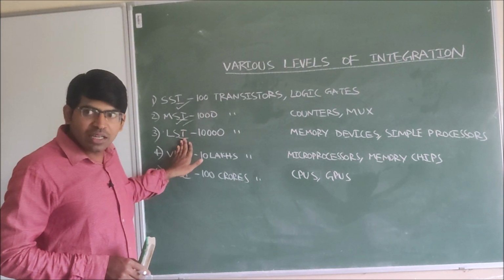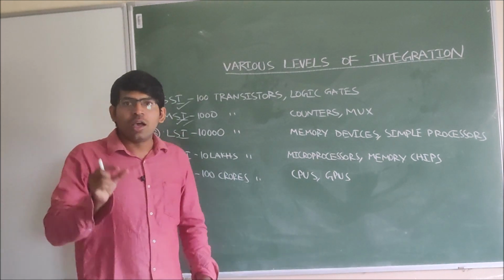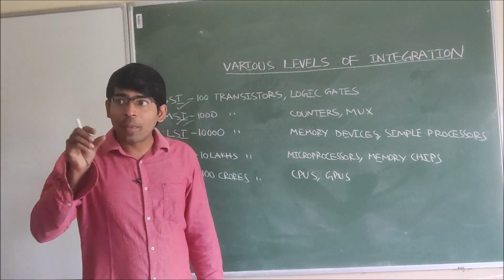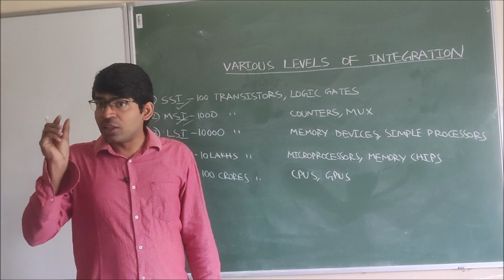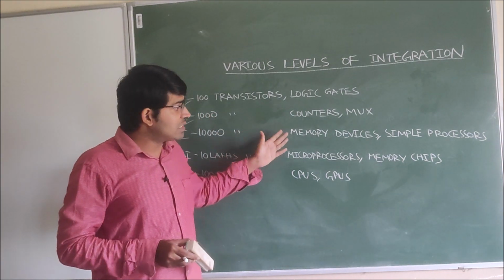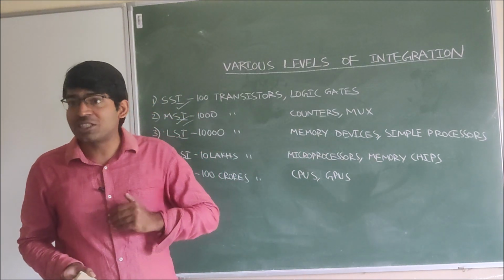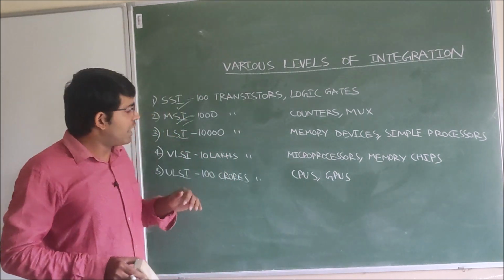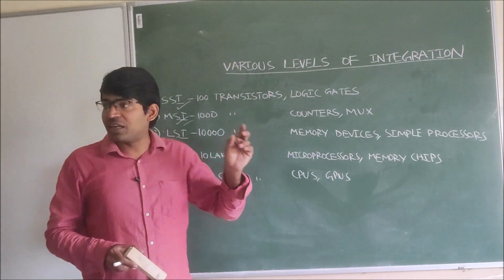Later, large scale integration was developed. In large scale integration, in a single chip, 10,000 transistors we were able to manufacture at that time. In the same space, 10,000 transistors. We used these large scale integration ICs in memory devices and also in simple processors, starting processors, basic processors. And later, VLSI came into existence, very large scale integration.